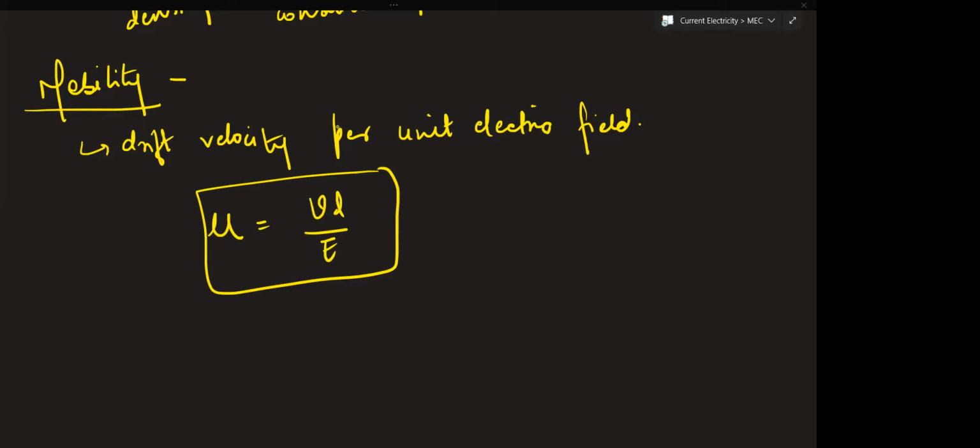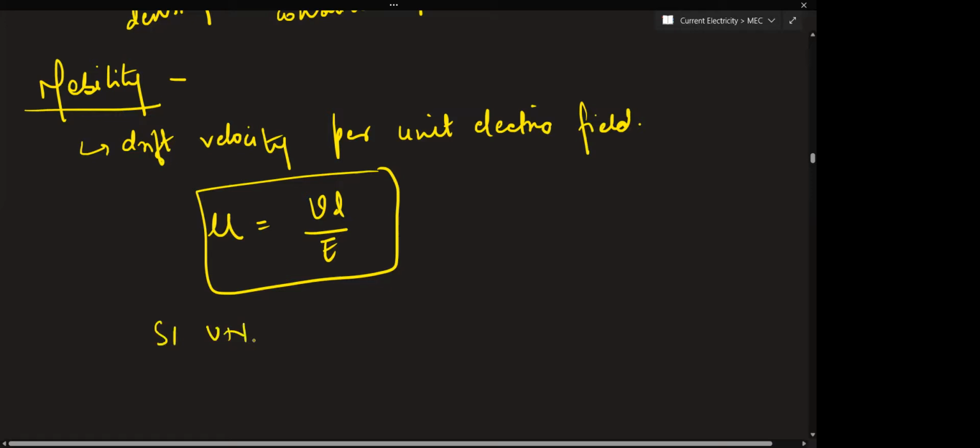Drift velocity is a velocity only. So the SI unit of velocity in every system remains the same. Electric field also, you know. So write, all of you quickly, what should be the SI unit.